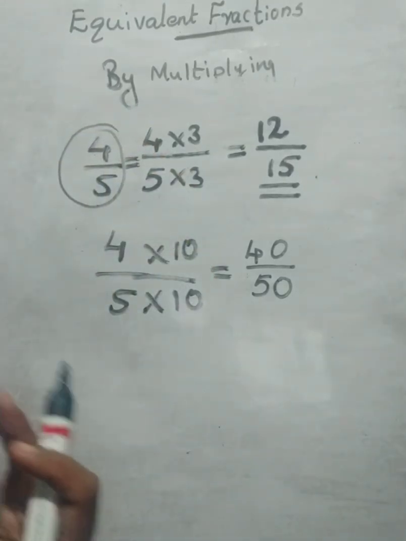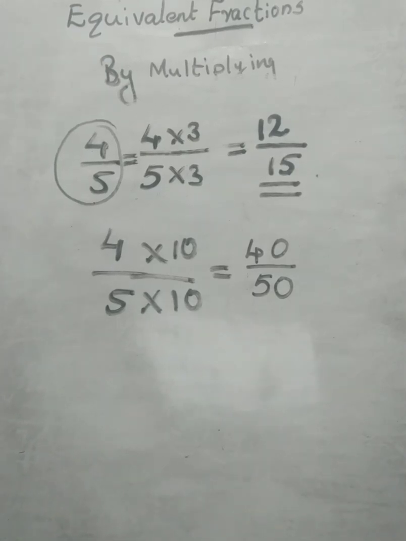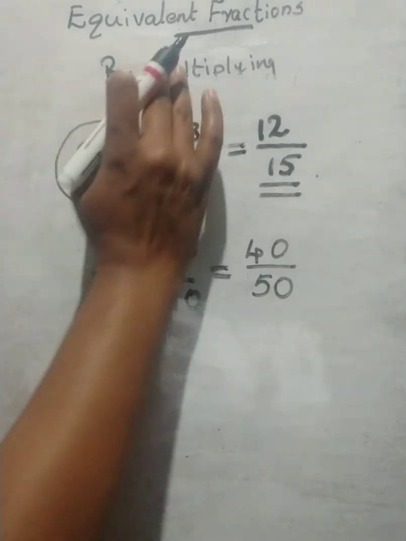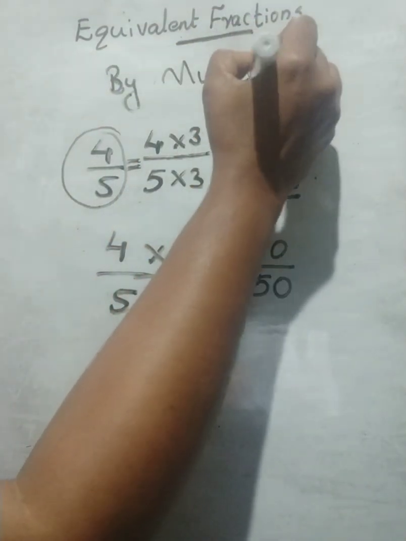We can make many fractions equivalent to the given fraction. So there are an infinite number of fractions equivalent to a fraction. Here we found the equivalent fractions only by multiplying.